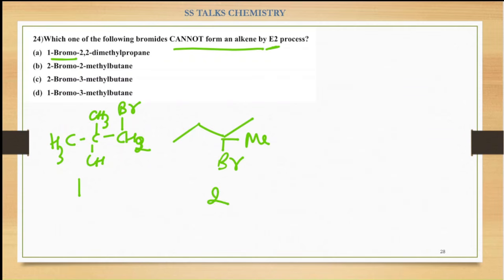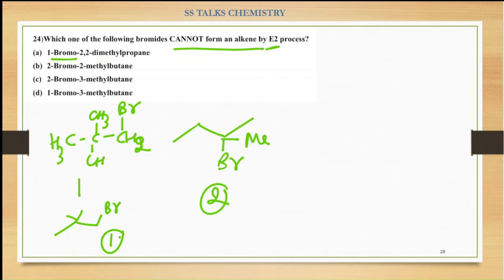Okay, the first one you can also draw in this particular form only. 1-bromo, 1, 2, 3 carbon atoms. At the first position the Br group is attached, at the second position 2 methyl groups are attached. Okay, so this is the molecule number 1, this is the molecule number 2.